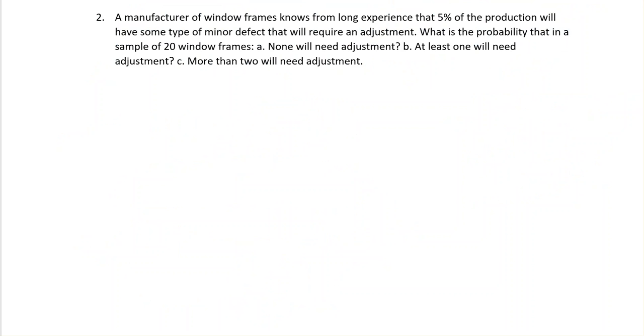A manufacturer of window frames knows from long experience that 5% of the production will have the same type of minor defect that will require an adjustment. What is the probability that in a sample of 20 window frames, n equals 20, and p equals 5%, or 0.05, A, none will need adjustment?